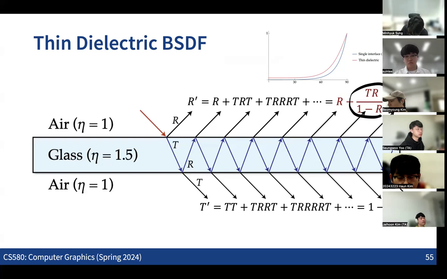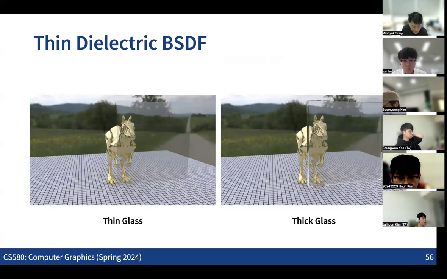And you can see in the graph, as we vary the angle of incidence, the difference between the single interface and the double interface does not make a big difference. But obviously you can see that the thin plate has a slightly higher ratio of reflection in this case. Based on that, we can also try to render a thin plate, like thin glass like this. So those are the basic ideas that we can use to incorporate transmission in the ray tracing system.